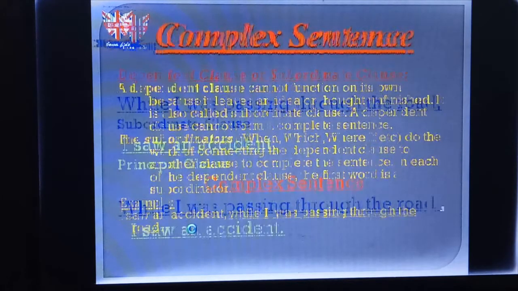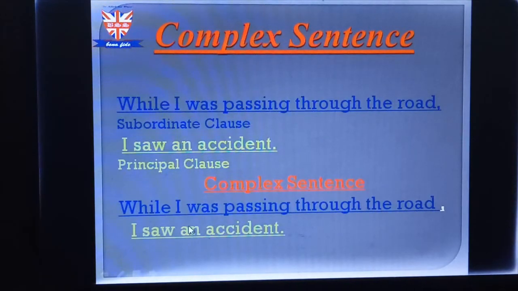Okay, so let's go for the final example of a complex sentence. While I was passing through the road, I saw an accident. I saw an accident is the principal clause, and while I was passing through the road is the subordinate clause. And the complex sentence will be: while I was passing through the road, I saw an accident. One part is incomplete, another part is complete. You have to keep that in your mind.